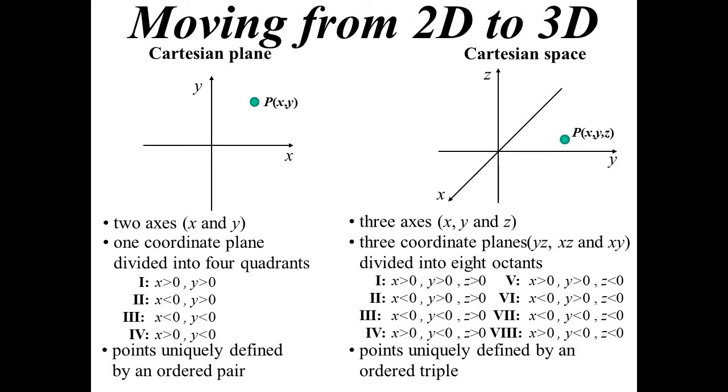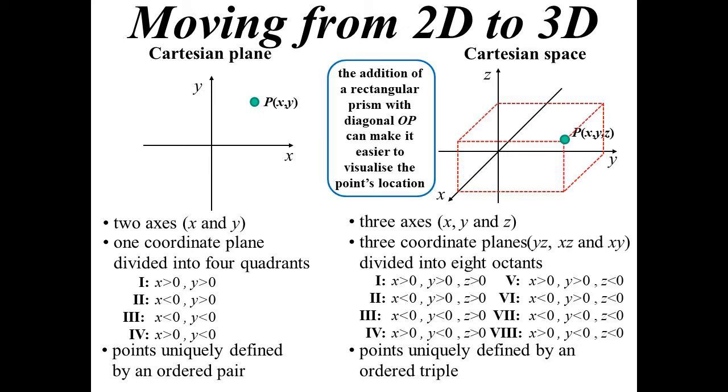Now the problem is we're representing a 3-dimensional space on a piece of paper, and drawing it like that, you really have no sense of where P is. So sometimes we find it easier to draw a rectangular prism, and then you get a better feel for where P actually is in the space.